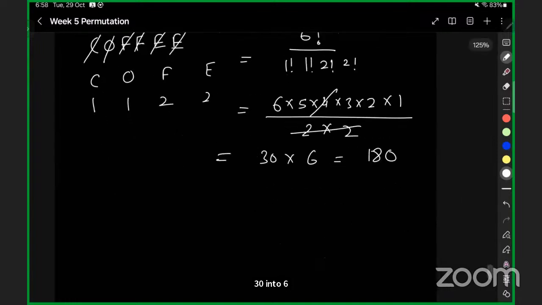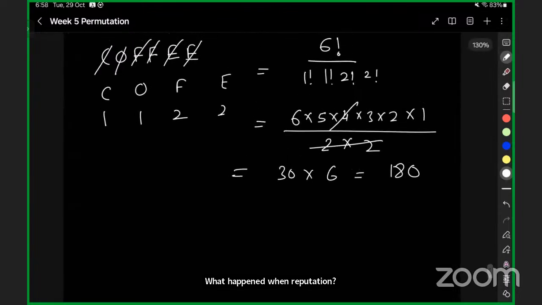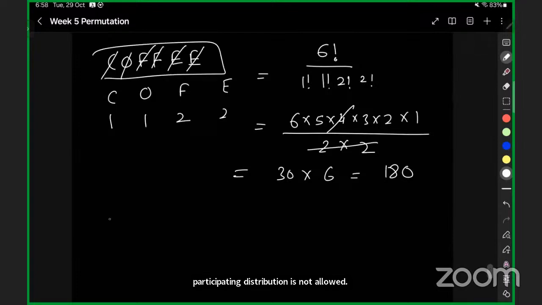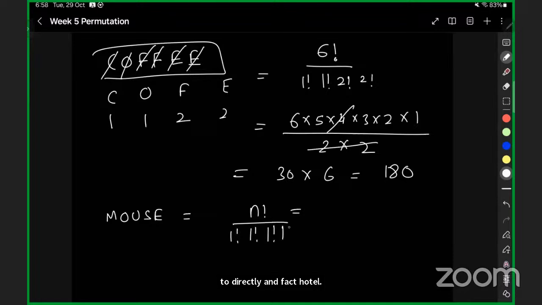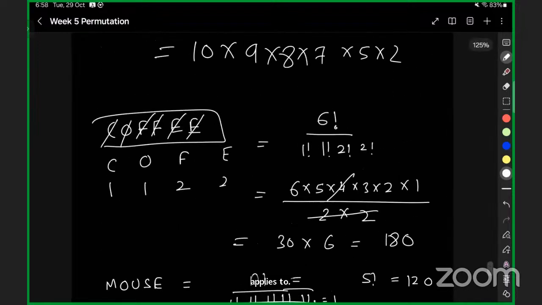Okay, what happens when repetition is not allowed? If repetition is not there, then take a word like mouse. What will you do? You'll do directly n factorial. Because even if you write 1 factorial, 1 factorial, 1 factorial, 1 factorial, and 1 factorial, will it change anything? No, this is just 1, right? So you'll get 5 factorial, which is 120. The same thing applies to the coffee example, to the previous example, to all the examples.